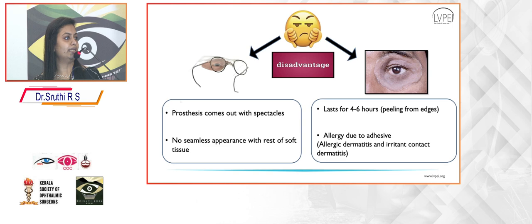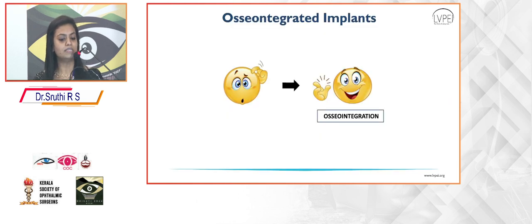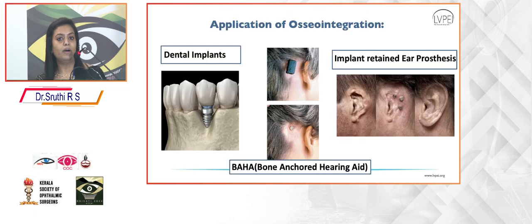So this actually has sort of created an avenue for us to move on more into what is called osseointegrated prostheses. So now what we do by far is the osseointegrated prosthesis. What is osseointegration? Apart from oculoplasty, this has been used in multiple other specialties, like in dental implants, in BAHA or bone anchored hearing aid, and in implant retained prostheses. So these are essentially titanium implants which are screwed into the bone, and they have a magnetic property. So the reverse pole of these magnets will be fitted into the orbital prosthesis so that the orbital prosthesis can be snugly clicked on and clicked off.